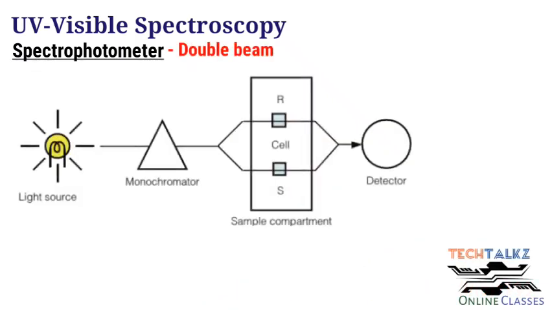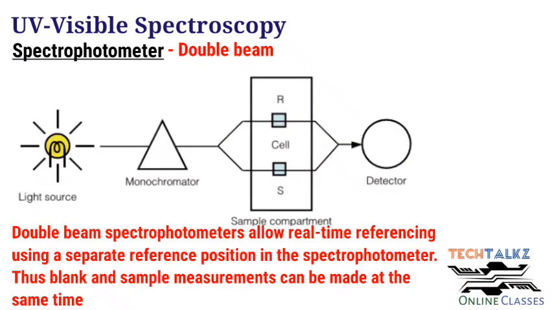In a double beam system, the monochromatic light from the monochromator is split into two, a sample beam and a reference beam. The sample beam is passed through the sample. The reference chamber is usually filled with water and it will not absorb any light. Here the absorbance will be 0, so it is taken as reference. Then the intensity of transmitted light from the sample and the light from the reference are compared and analyzed using a detector.